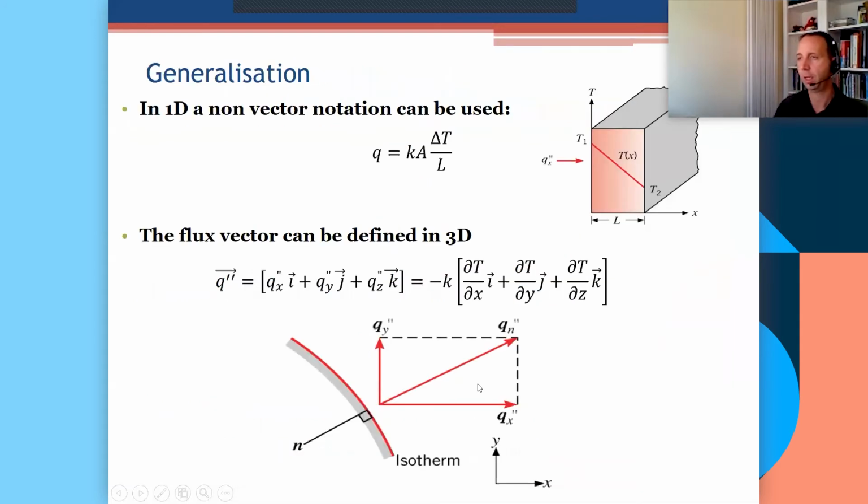So that's for one dimensional. If you don't want to deal with vectors, you can use a non-vector notation, which just gives you the magnitude of Q. So that's K times A times delta T over L. Delta T is the temperature difference across, and L is the thickness of the wall. If you don't use vector notation, you have to then say which direction the heat flows in. So if, in English, you simply state the heat flows from the left to the right or in the direction of increasing X. What about 3-dimension?